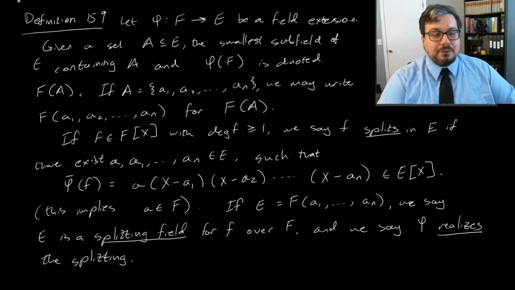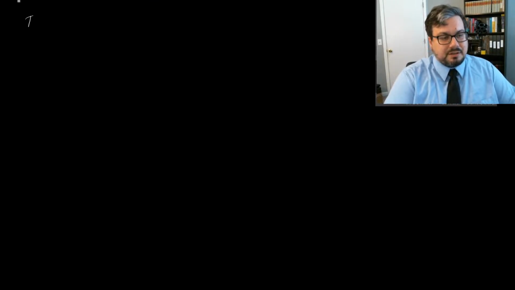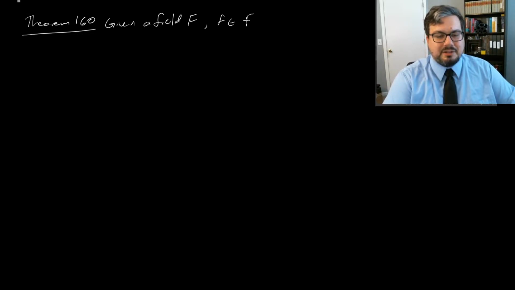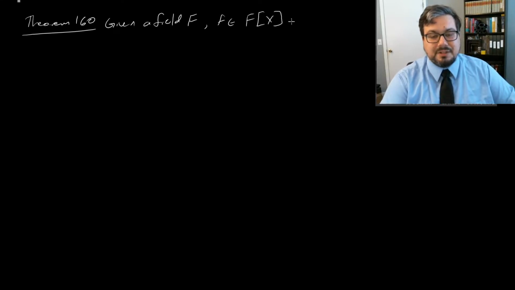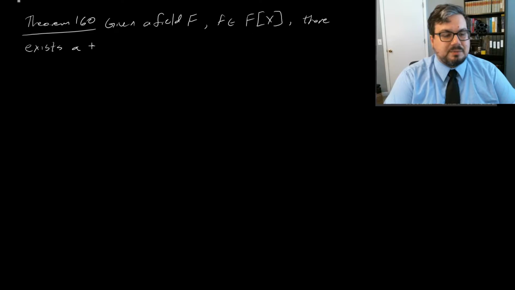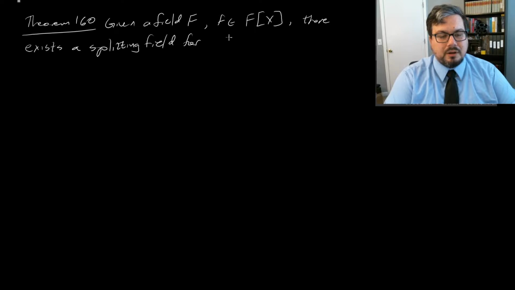Now, the first theorem has to do with the existence of splitting fields, and in fact, we've pretty much already proved it. Theorem 160 says, given a field F and a polynomial little f inside the polynomial ring over the field F, there exists a splitting field for f over the field F.